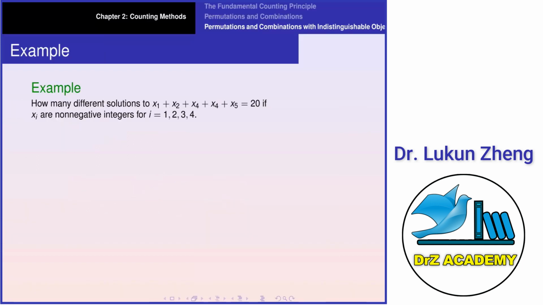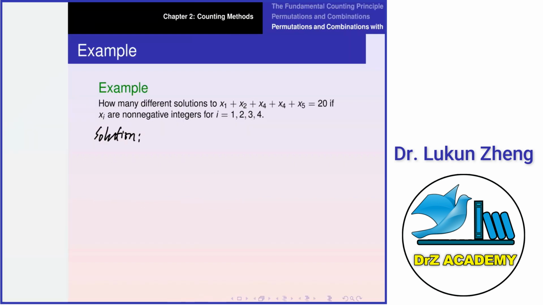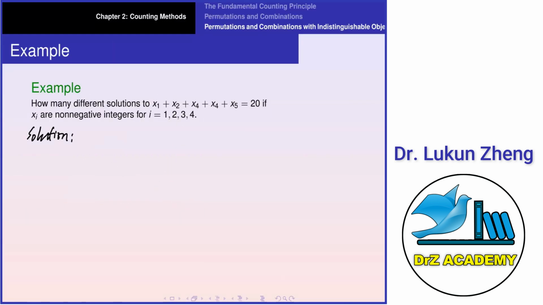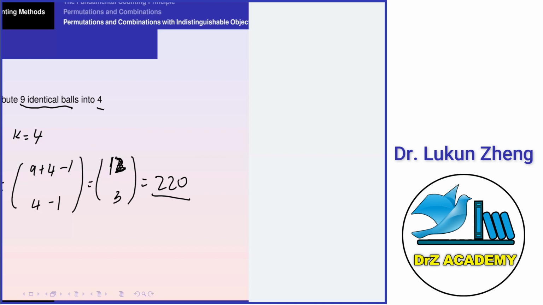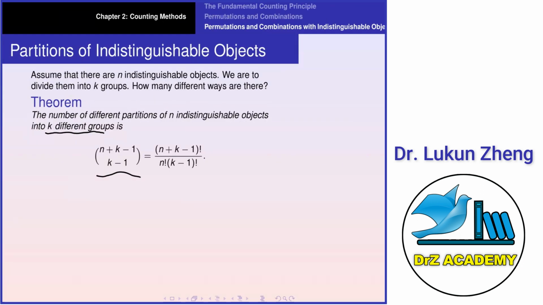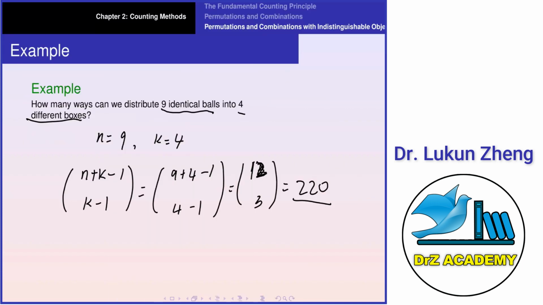Now consider another example. How many different solutions are there to this equation if the xi are non-negative integers? Now this can be viewed as you have in total 20 identical balls, like 20 ones, and then you're going to distribute them into 5 boxes, with i from 1 through 5. Now, how many different ways are there? In each box, it can be 0. If there are 2 balls, then xi is 2. So it is similar to this partition problem of indistinguishable objects.